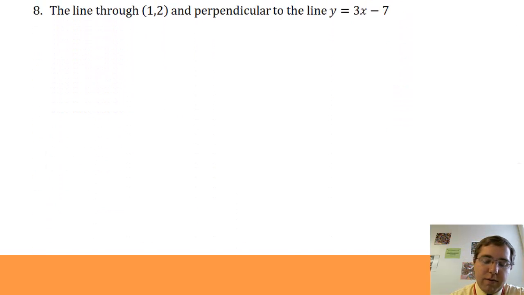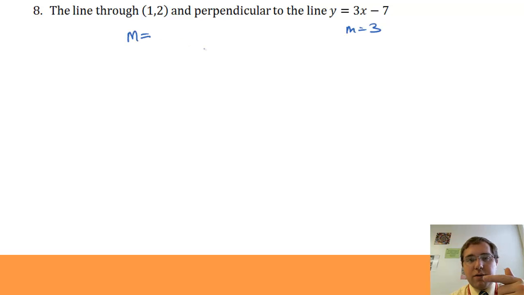What if we want perpendicular? What do we remember about perpendicular lines? Their slopes are negative reciprocals. So if the slope here is 3, the slope of the line we want to find has to be the reciprocal of 3, which is 1/3, and the opposite sign. 3 was positive, so we want negative 1/3.